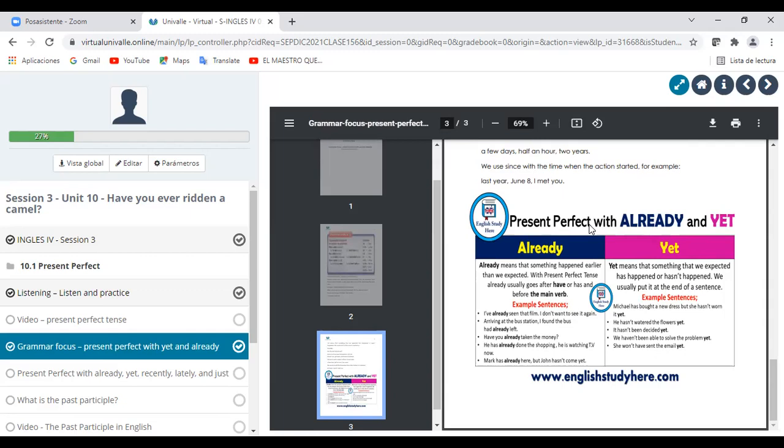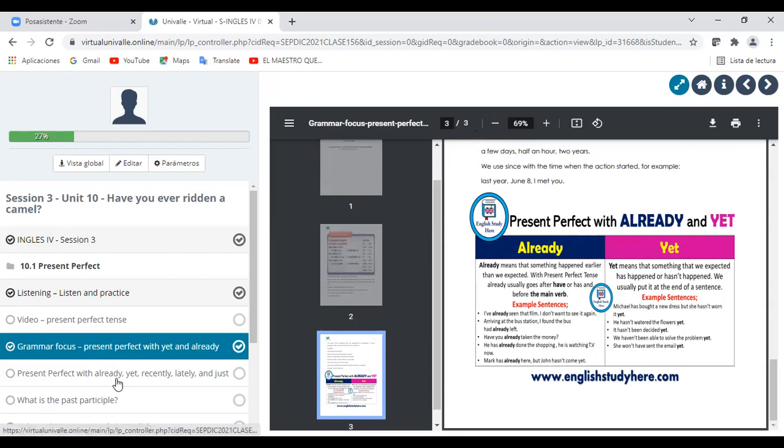Mark has already here, but John hasn't come yet. Michael has bought a new dress, but she hasn't worn it yet. He hasn't watered the flowers yet. It hasn't been decided yet. We haven't been able to solve the problem yet. She won't have sent the email yet.